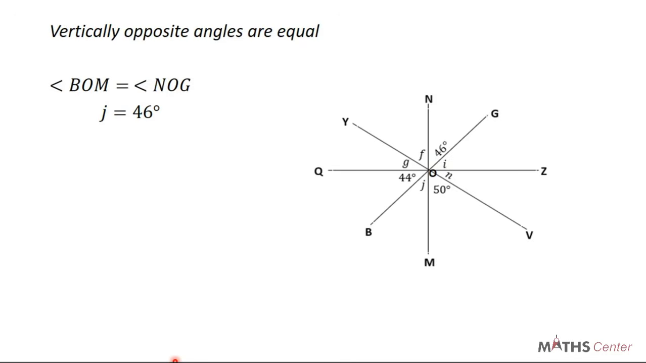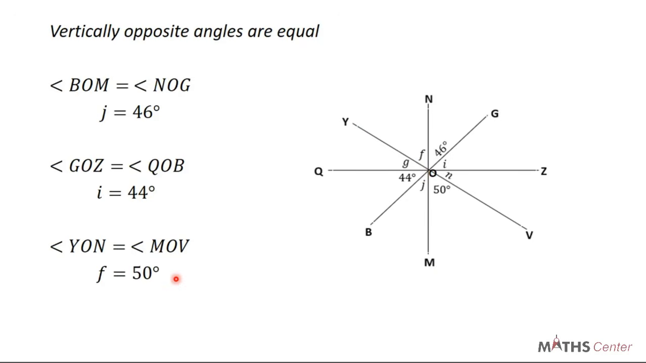Very, very simple. We also know that angle GOZ, which is I, is equal to angle QOB, which is 44 degrees. So I is also 44 degrees. Then we have also seen that angle YON, which is F, is equal to angle MOV, which is 50 degrees. So F is also 50 degrees. So we have been able to find three of the letters here. We have found J, we found I, and we found F. We know that G is also vertically opposite to N, but we don't know one, so we have to find the other. Then we can say that the answer is the same for the other one.